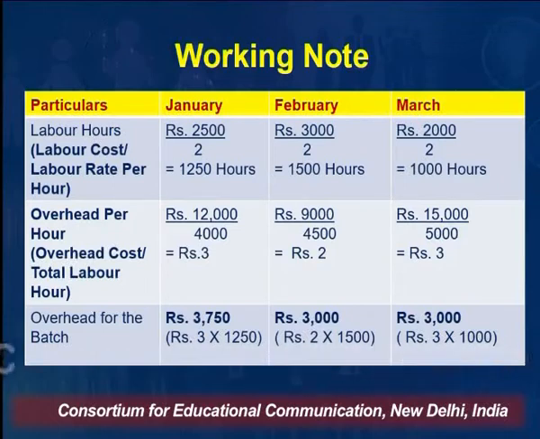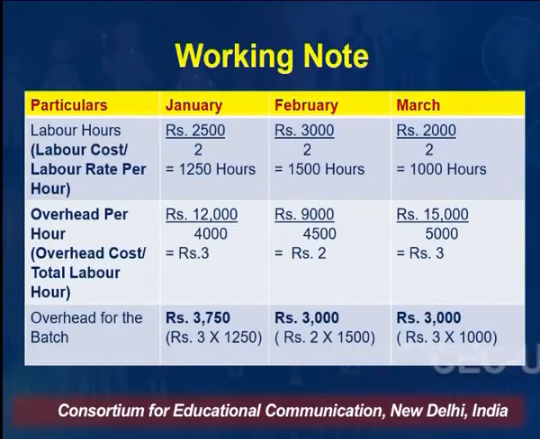3750 comes to be for the month of January. How did I find this value? 1250 is R and 3 rupees is the rate which I have computed. So I would multiply both of them to arrive at this 3750. For February it is 1500 into 2, 3000 rupees, and for March it is 1000 into 3, 3000 rupees. So very simple to calculate my overhead for this specific batch.